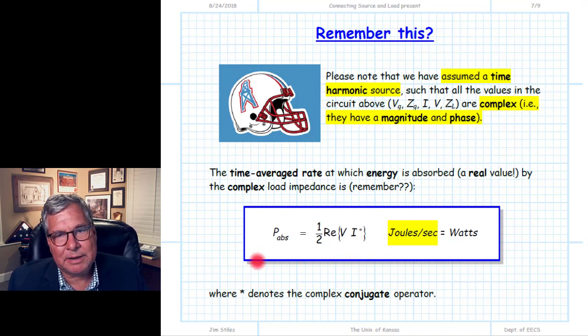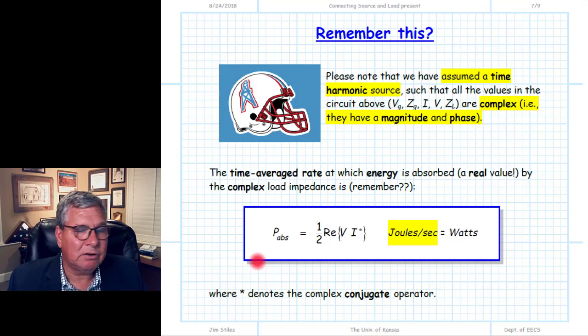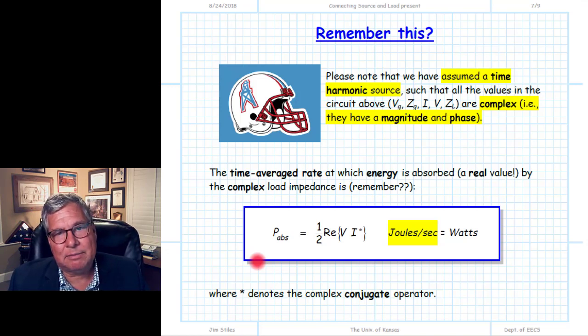Sometimes students mess this up because I think it's been too long since they've seen it, and when they saw it the first time, they weren't quite clear what a complex voltage and current is. We can take the time harmonic representation of voltage and current, the sinusoidal representation, and we can show that this result is true.